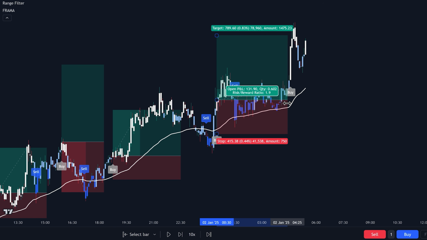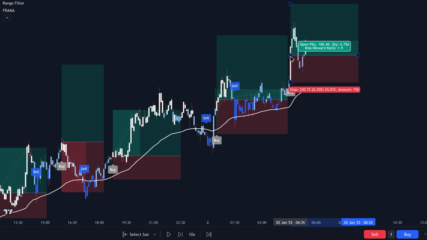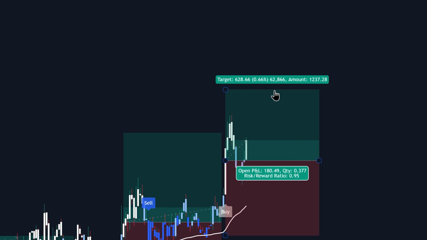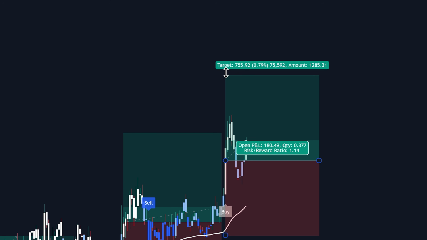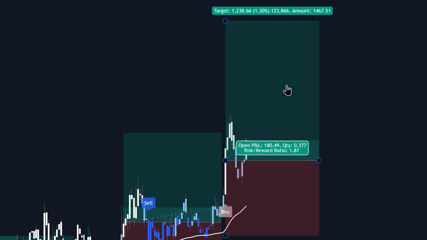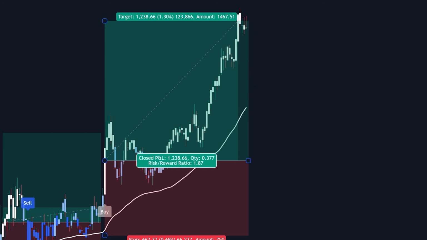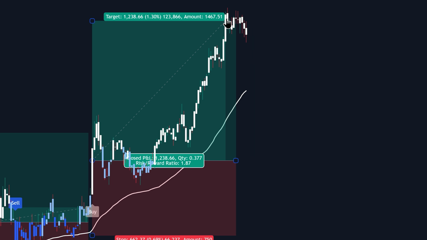Finally, we can further consider another buy trade since the price is still above the FRAMA line. As usual, we set our stop loss just below the FRAMA line and aim for a 1.9 reward to risk ratio. If we let the trade run, it successfully hits take profits once again.